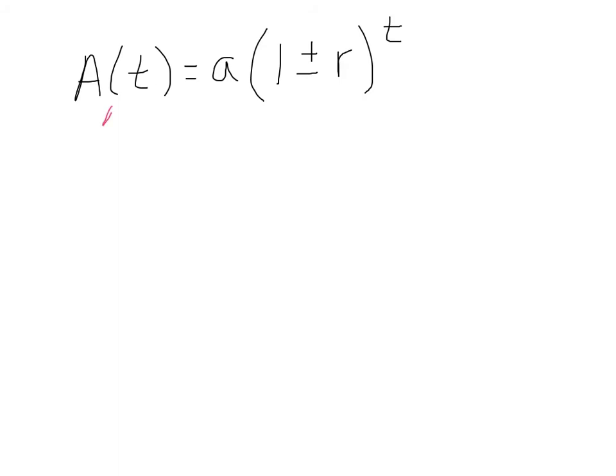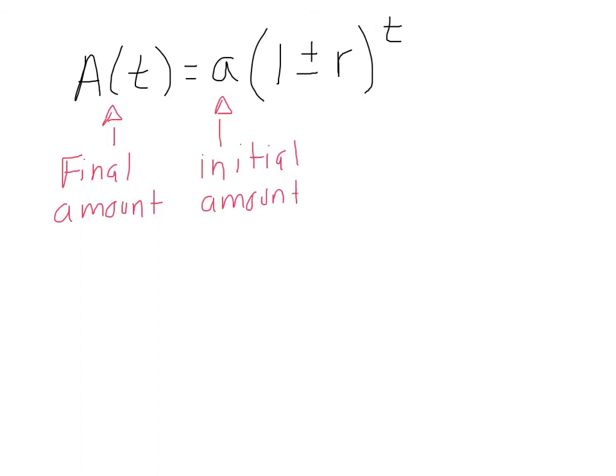So this here is our final amount. This a here is our initial amount. Now the reason that I have the plus or minus here is because this can be either a growth or decay. So you have to read the problem to know whether to use a plus or minus.